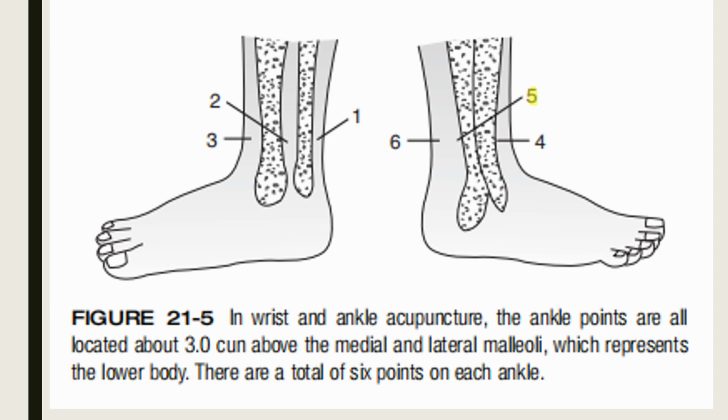Lower 5 is located at the posterior border of the fibula. Indications: used to treat hip pain, sprained ankle, and pain in the lateral side of the leg. Lower 6. Location: on the lateral border of the calcaneal tendon. Indications: used to treat back pain, sciatica, spasm of the gastrocnemius muscles, and anterior sole pain.